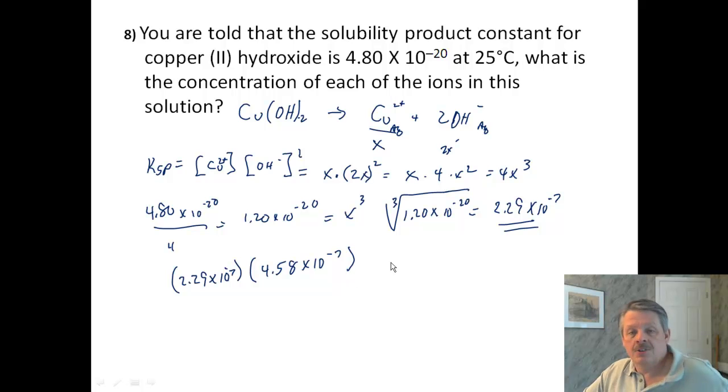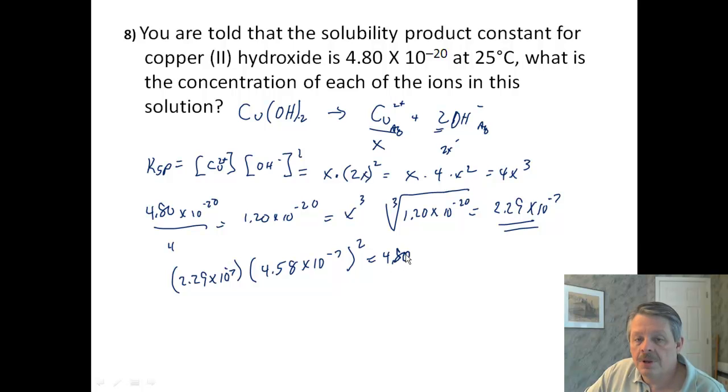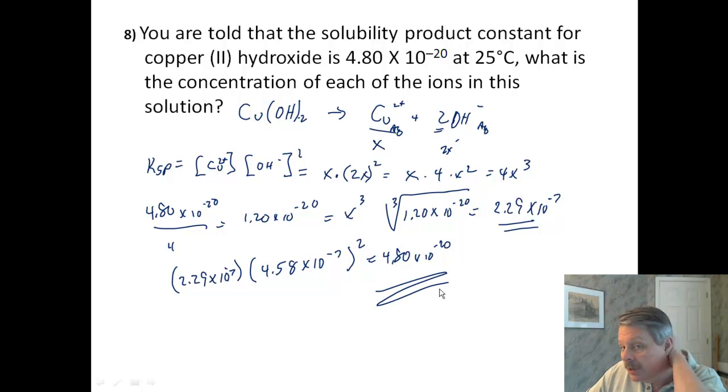And that's your concentration of the hydroxide ion, but I have to square that, remember, because of this coefficient in front of it, which is 2. Right? And if I do that, I come up with exactly what I started with, times 10 to the minus 20, which is perfect, because that's what I want to make sure of. That's how I check my work. Okay, so the concentration of my copper ion is this, and the concentration of hydroxide ion is 4.58 times 10 to the minus 7th.